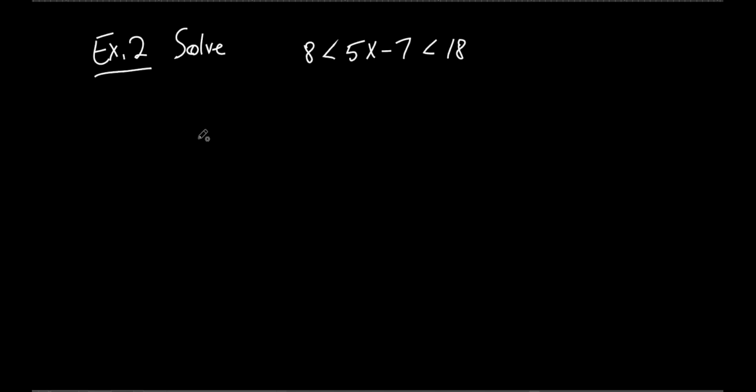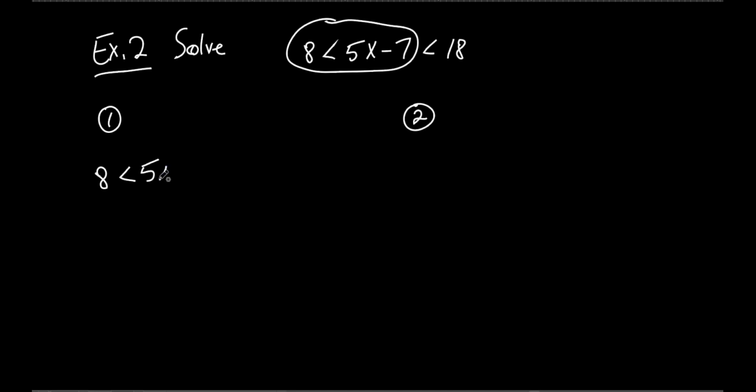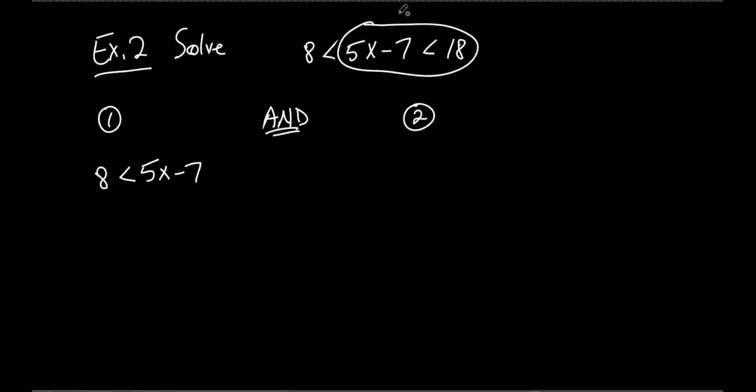But what we're going to do is write them as 2 separate inequalities. All right? The first one is going to be that. So I'm going to write it separately. I'm going to write 8 is less than 5x minus 7. Everybody see that? All right. And if you wanted to, you could put an and right there. And what do you think our second one's going to be? It's going to be this one right here. So we're going to write that down. 5x minus 7 is less than 18.